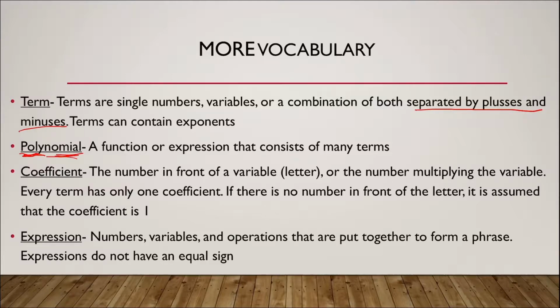A coefficient is the number in front of a variable, where variables are typically letters, or the number multiplying the variable. Every term has only one coefficient. If there's no number in front of the letter, it's assumed the coefficient is 1. An expression is numbers, variables, and operations that are put together to form a phrase. Expressions do not have an equal sign.